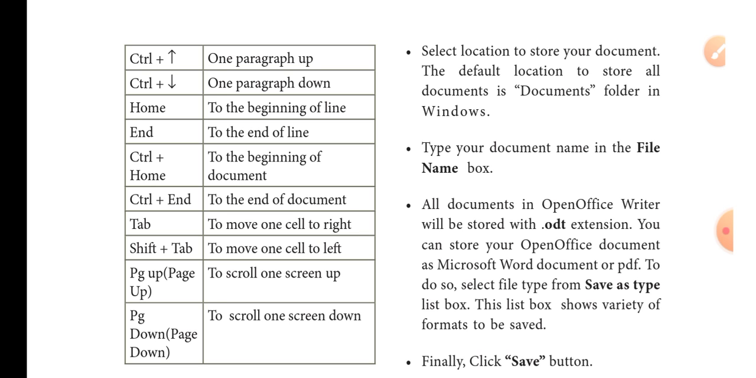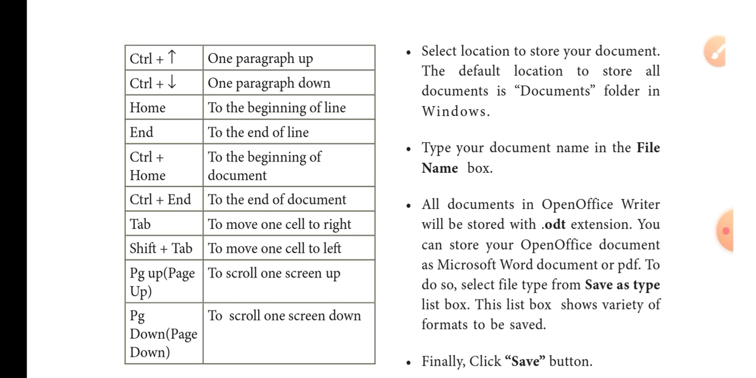The same thing, control plus home. When you press the control plus home button, the insertion pointer moves to the beginning of the document. That means it moves to the first page, first line, first character position. The same thing, when you press control plus end key, the insertion pointer moves to the end of the document. End of the document means last page, last line. Then the tab key is also pressed to move one cell to the right.